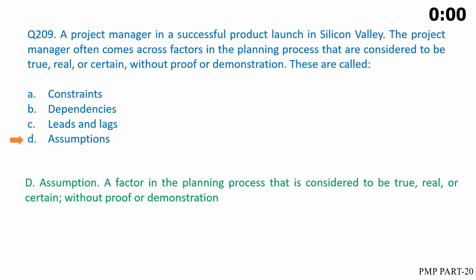The correct answer is D. Assumption. A factor in the planning process that is considered to be true, real, or certain, without proof or demonstration.